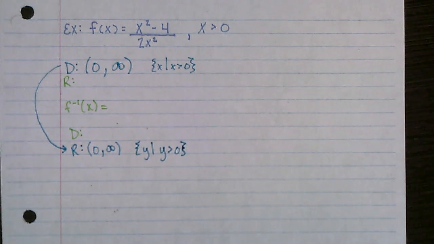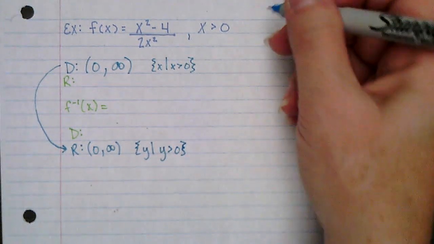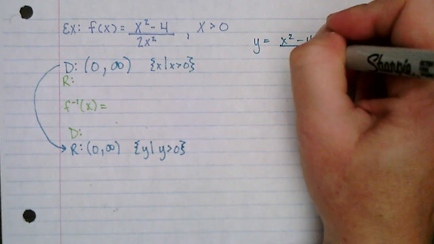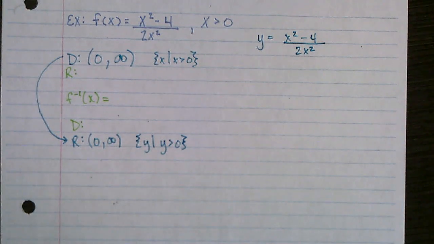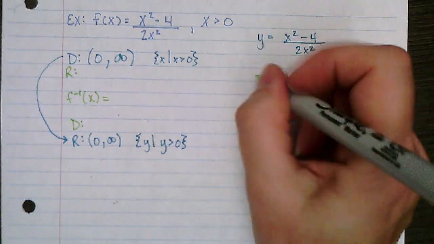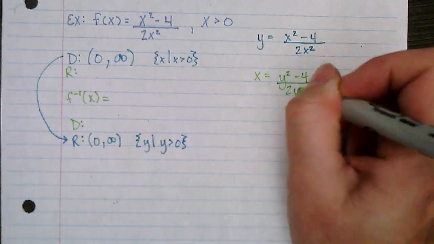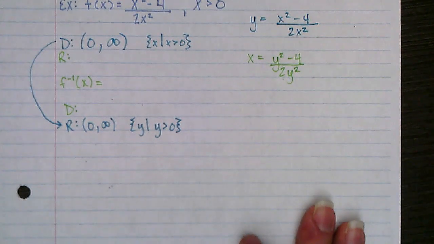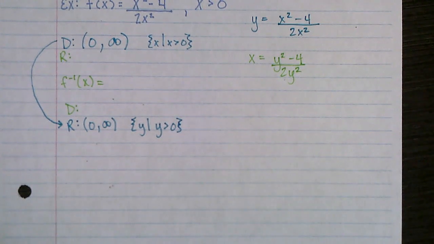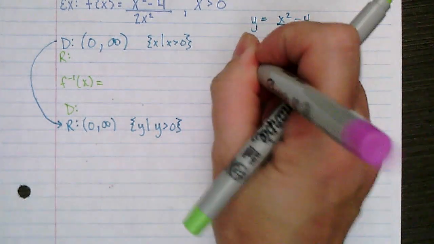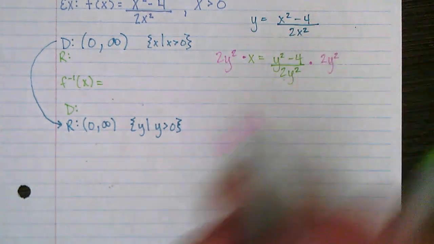Okay, moving on. So let's find our inverse. Our original function was y equals (x squared minus 4) over 2x squared. To find the inverse, we're going to switch the x's and the y's. So that gives me x equals (y squared minus 4) over 2y squared. And now we've got to solve for y. We'll start like we did the other rational functions, by multiplying both sides by 2y squared to get that variable out of the denominator.